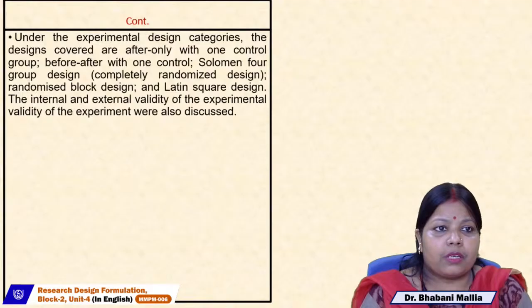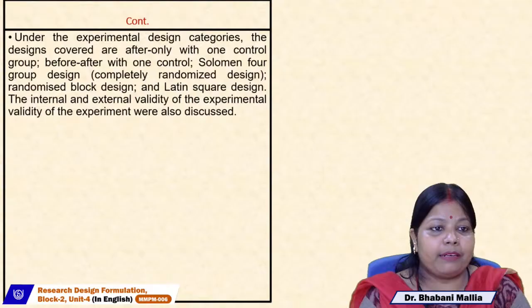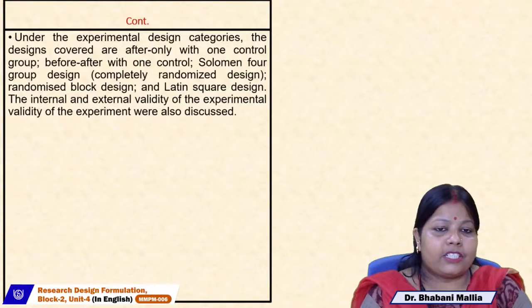research problems. Under the experimental design categories, the designs covered are after-only with one control group, before-after with one control, Solomon four-group design, and completely randomized design, CRD, randomized block design and Latin square design. The internal and external validity of the experiment were also discussed in that chapter.